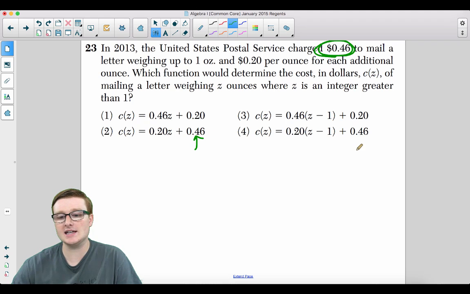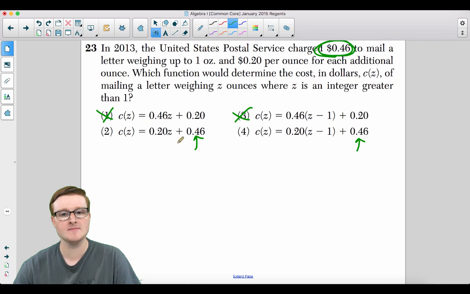So that is why it's going to be either choice 2 or 4. 46 cents is not multiplied by the letter Z. That makes no sense. It's 46 cents when you walk into the store. And then it's 20 cents per additional ounce. But is it going to be choice 2 or 4? And the difference is here. Z and Z minus 1. And you need to read very carefully.